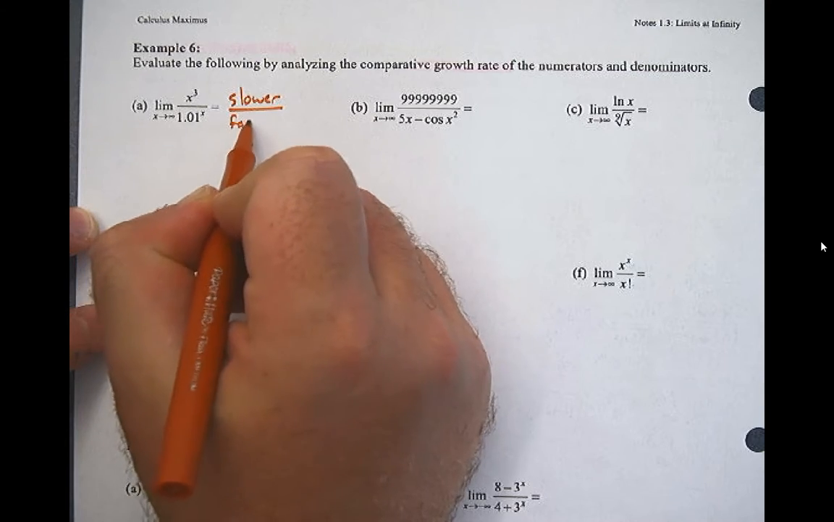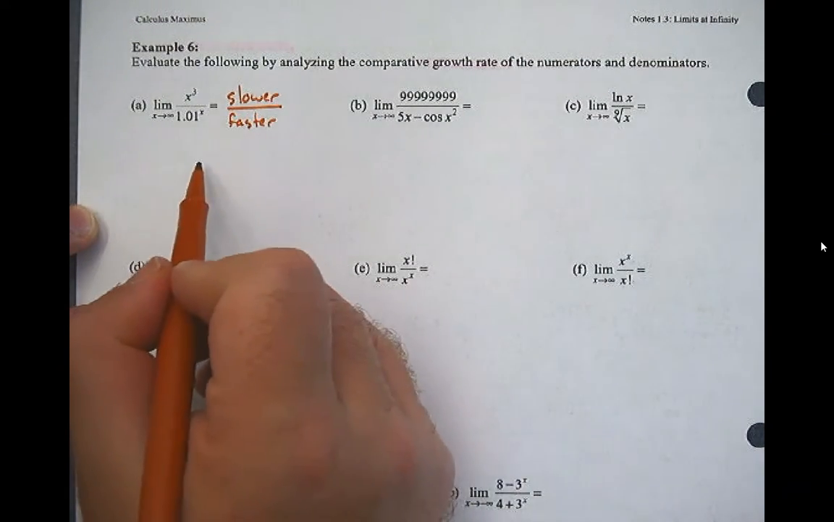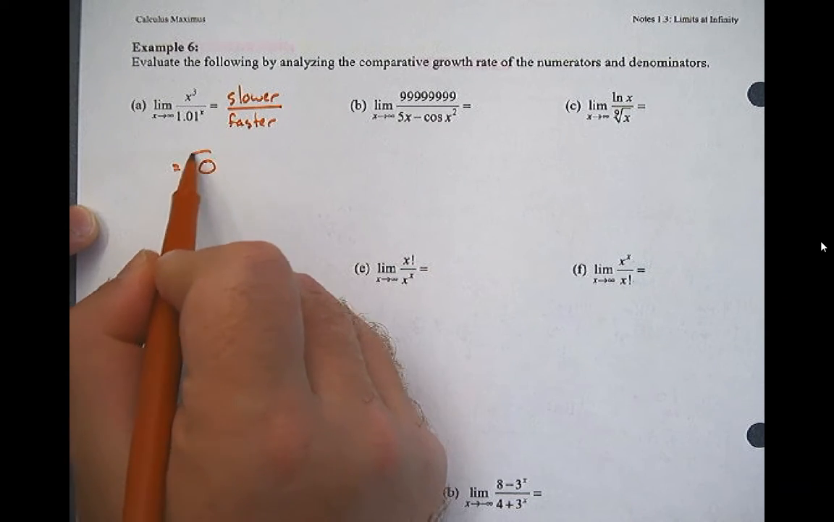This is growing a little bit faster. So if the denominator grows faster, where does your limit end up? Your limit ends up at 0.